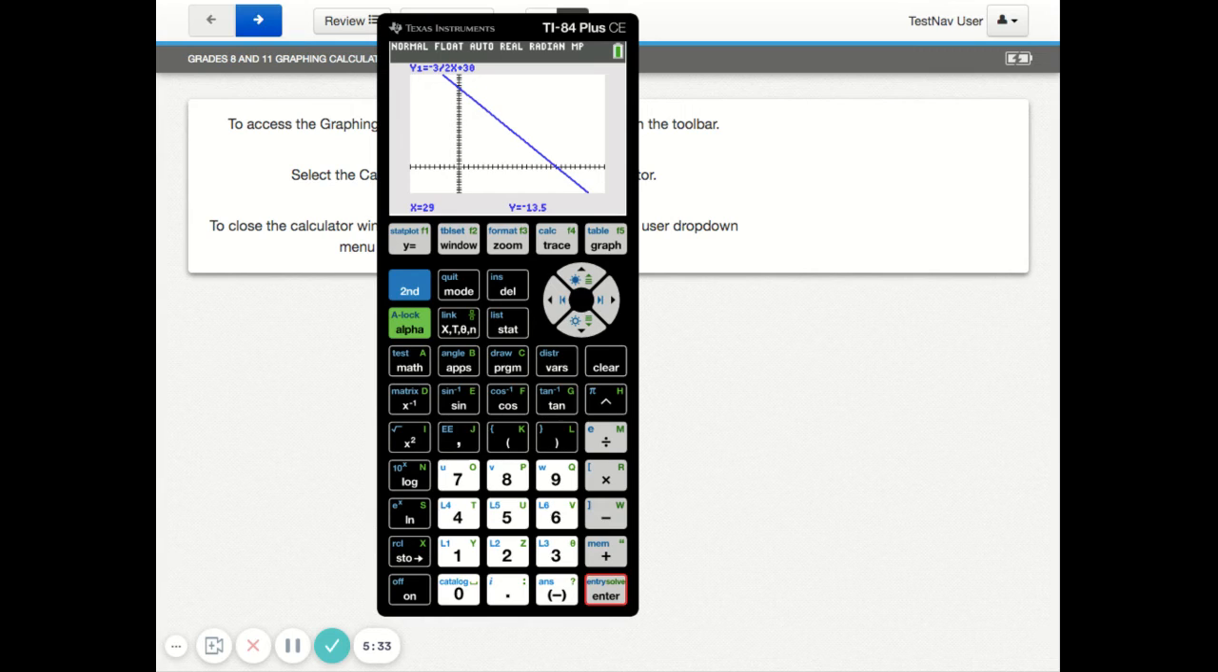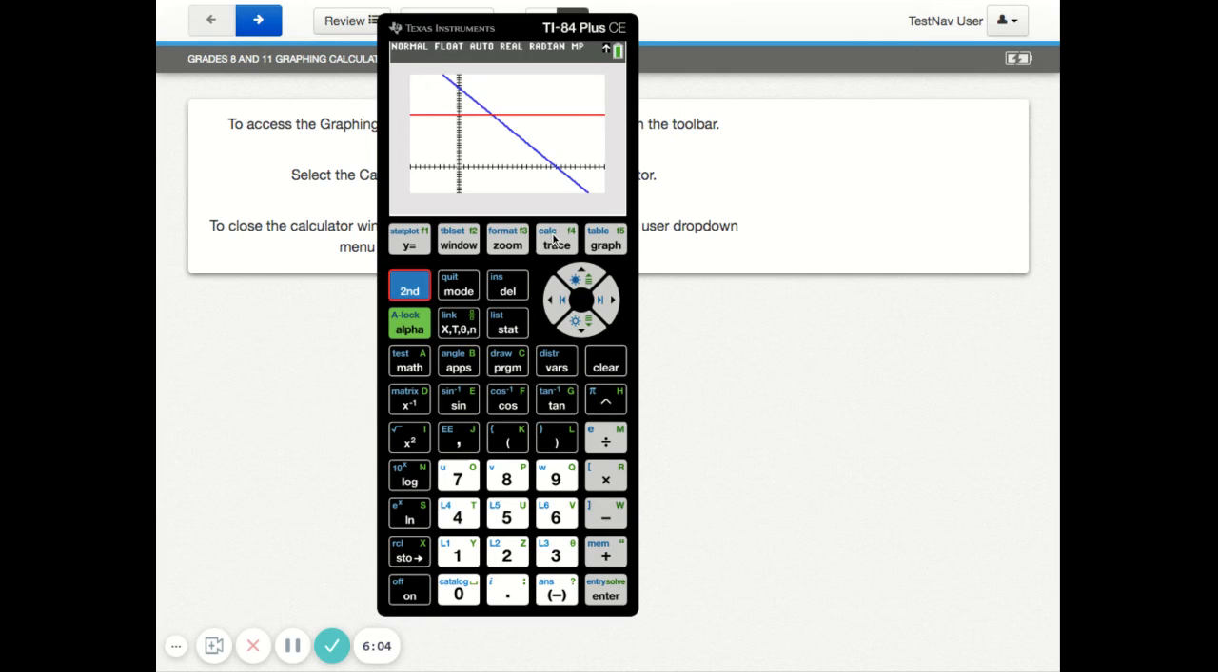Now, if, for example, I wanted to find when my y value is equal to, let's say, 20, what I can do is go to y equals and type in 20, because I want to find when y is 20, and hit graph. It's now graphing those two lines. I can find where those two lines intersect at second trace.